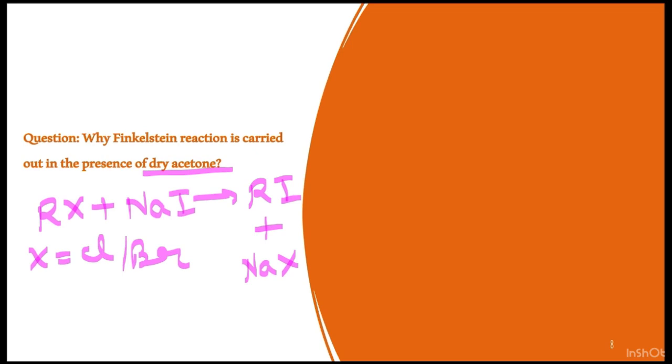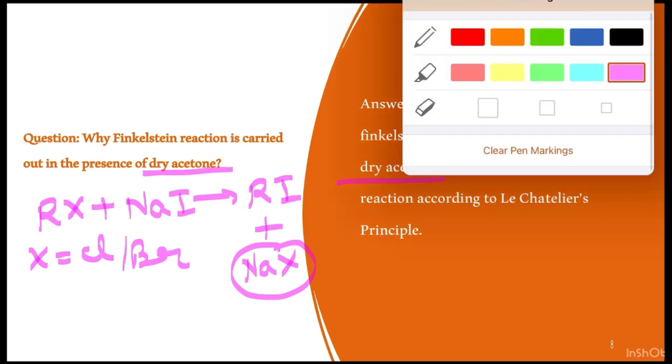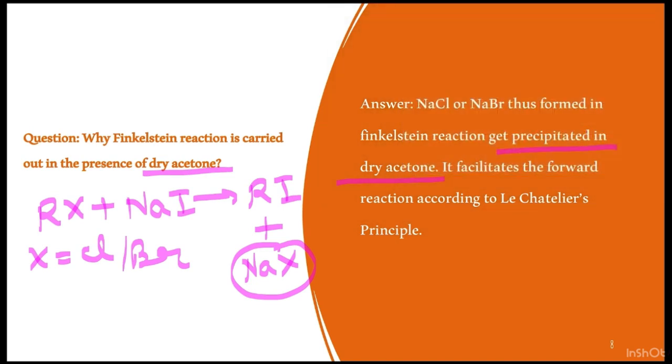Now, why is dry acetone important here? Because the byproduct NaCl or NaBr that is formed gets precipitated in dry acetone. If it gets precipitated, then the reaction will not go back. According to Le Chatelier's principle, if we keep on removing one of the products, it pushes the reaction in the forward direction. So that's the reason we carry out this reaction in the presence of dry acetone.